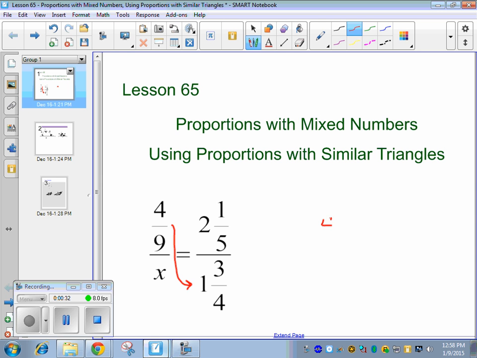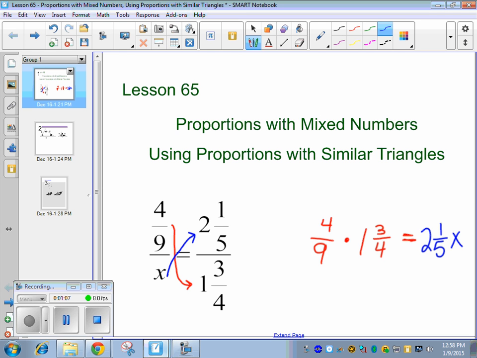So that means we've got 4/9 times 1 and 3/4. And when you cross multiply, you always put an equal sign in the middle, right? So it's equal to, when we multiply the bottom to the top. When you multiply this way, we always put the number in front of the variable. So we're actually going to put 2 and 1/5 and then times x. Okay, so I multiply the top to the bottom and the bottom to the top.